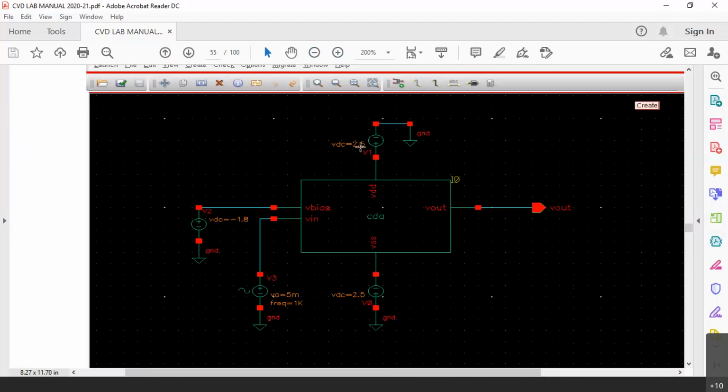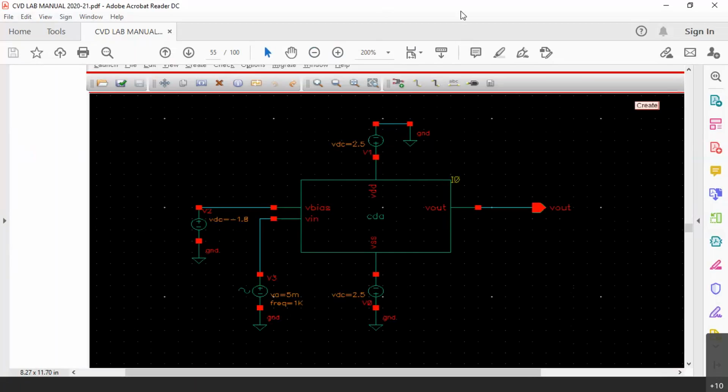So here 2.5 volts VDD is connected, minus 2.5 volts VSS is connected, and input AC is connected for the upper transistor, even though it is shown here at the lower side. And for the lower transistor, V bias is connected, which is minus 1.8 volts. And the output is now connected to the V out pin. Now to the NMOSFET at the gate, it is minus 1.8 volts.